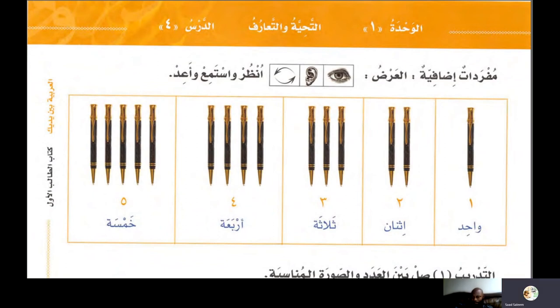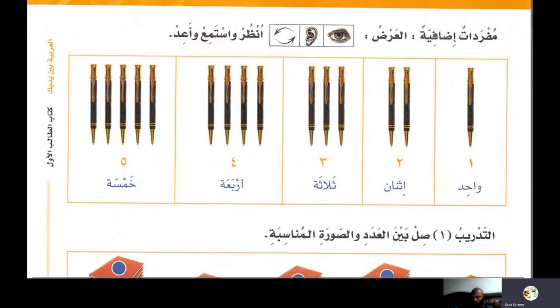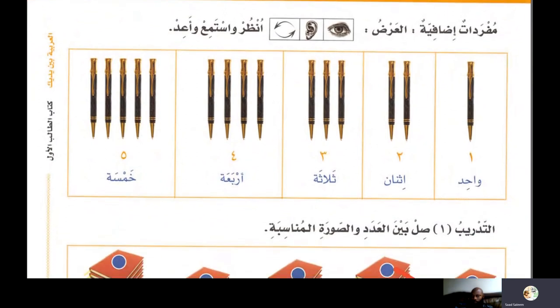Look and listen and repeat. Okay, now read the counting. Counting is for masculine words only, okay? Yes. Wahid. Isnan. Yes, Isnan. Is that thalatha? Yes, it is.